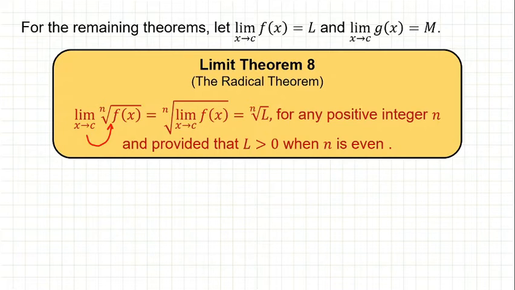So this limit exists, okay, only if, when n is even, your L should be greater than 0. So we have here provided that L is greater than 0 when n is even. So ano ba yung n natin? Yun yung index ng ating radical sign, right? So n is the index. So if your n is even, your L here should be greater than 0. Otherwise, the limit does not exist.